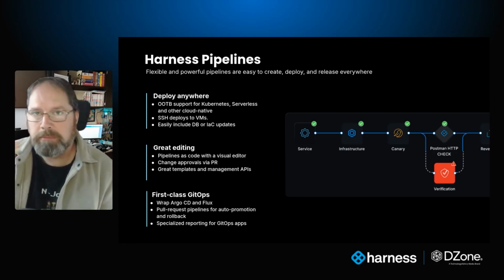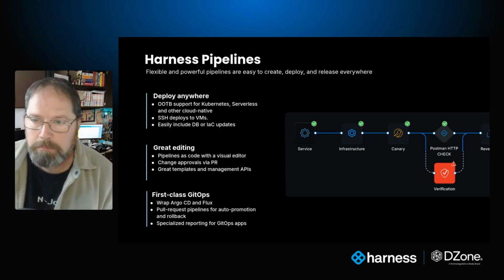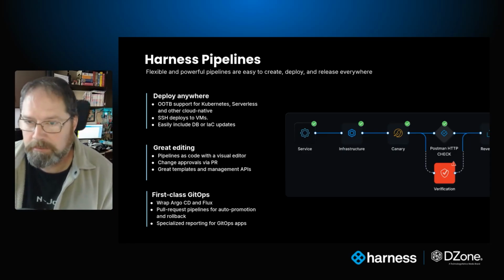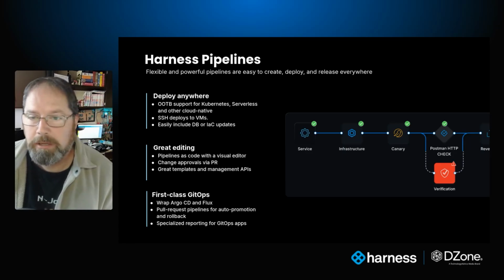I decouple deployments from releases because we are talking about using feature flags here. But there's a lot of things that you can do. You can deploy things to Kubernetes, for example, or serverless environments. You can deploy or set up SSH for your VMs. You can have different approval processes in place.